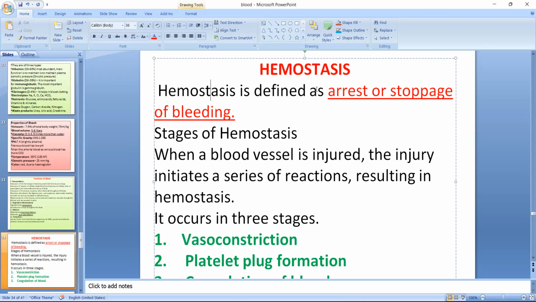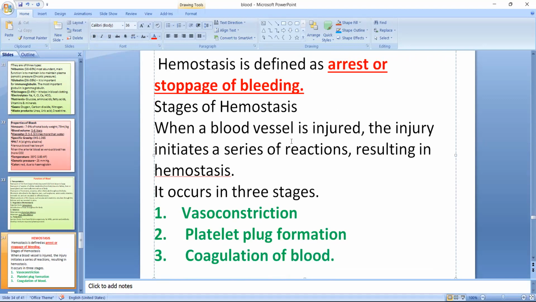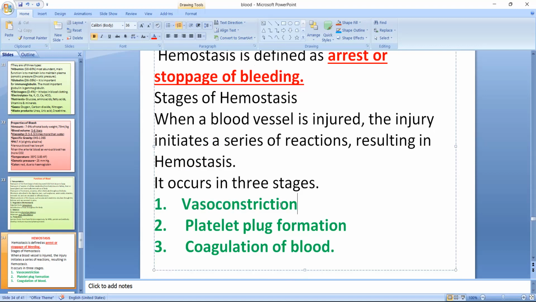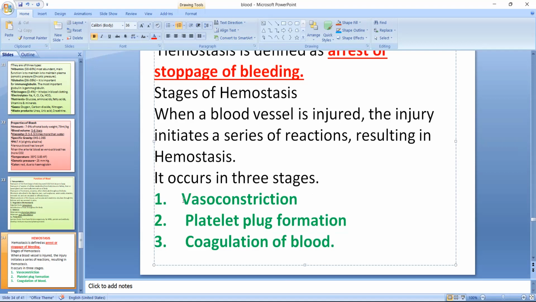There is a difference between blood clotting and hemostasis. Blood clotting is different; blood clotting is a part of hemostasis. You should remember this term, very, very important. Stoppage or arrest of bleeding is known as hemostasis. When a blood vessel is injured, the injury initiates a series of reactions resulting in hemostasis. It occurs in 3 stages: vasoconstriction, platelet plug formation, and coagulation of blood.